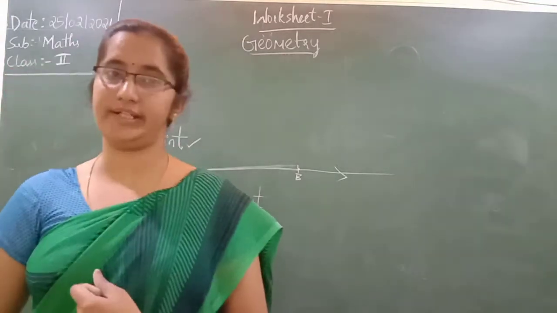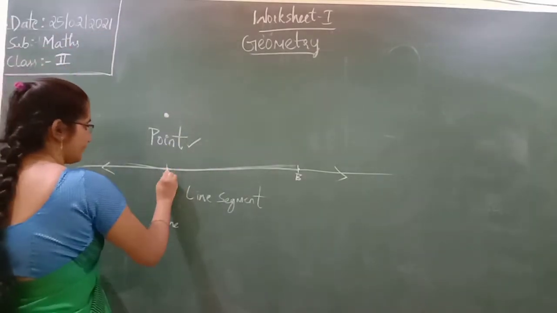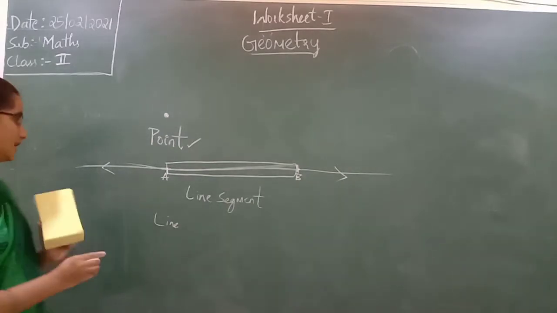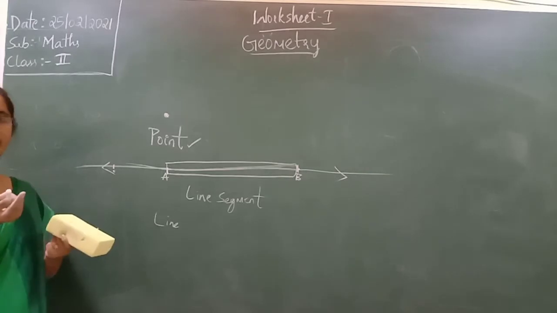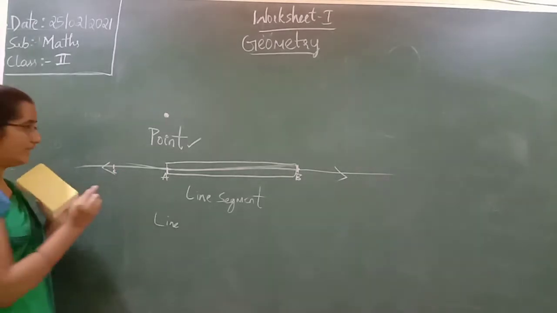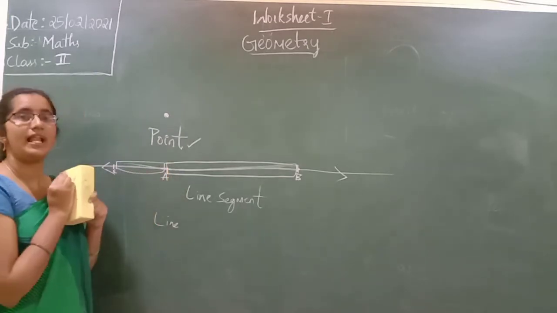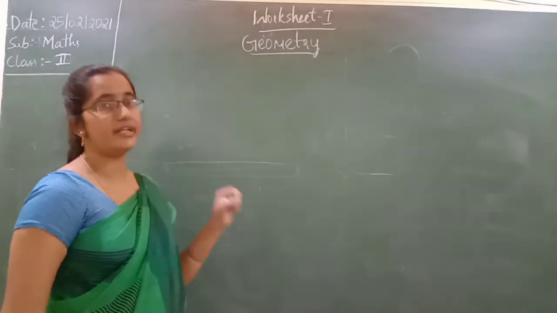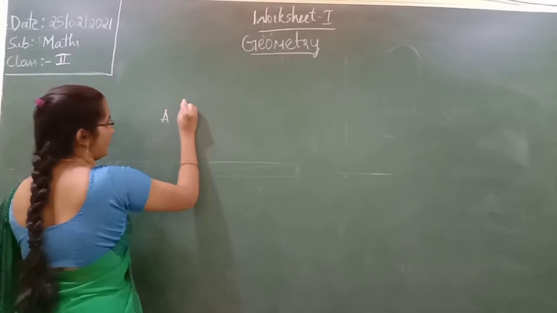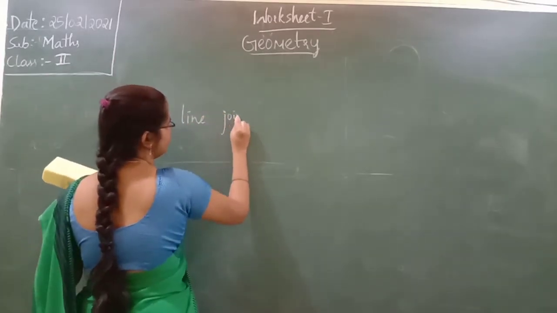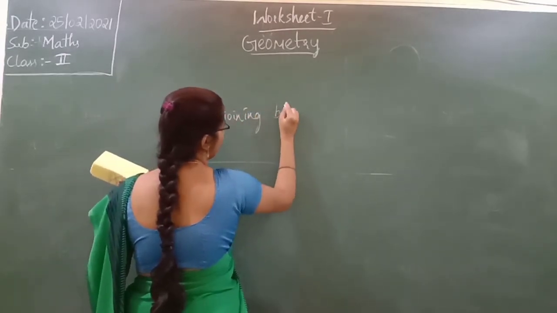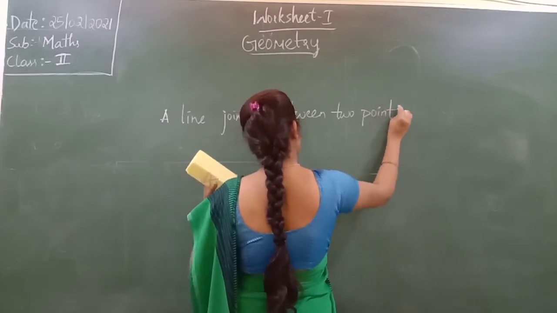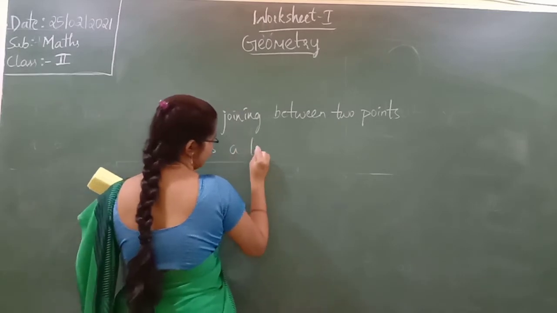Line segment, point. See here in the line, this line segment is a path. Suppose C. This goes on, we don't know where it is joining, but C is somewhere in the line, point C. This also we call a line segment. A line segment is nothing but joining two points. A line joining between two points is a line segment.